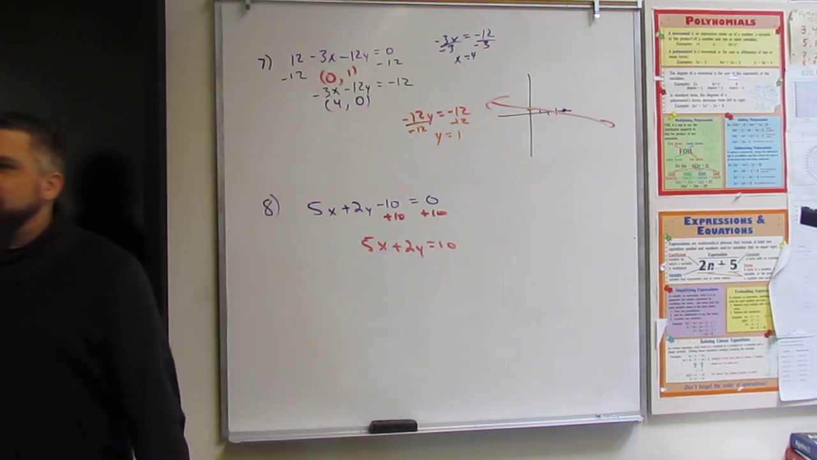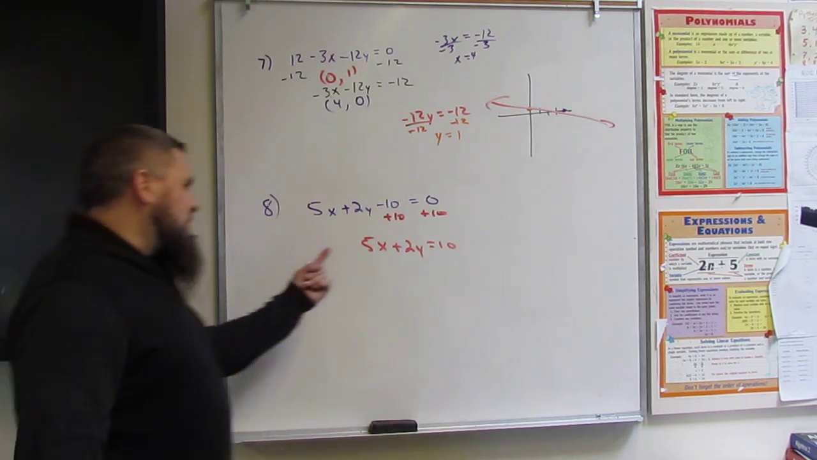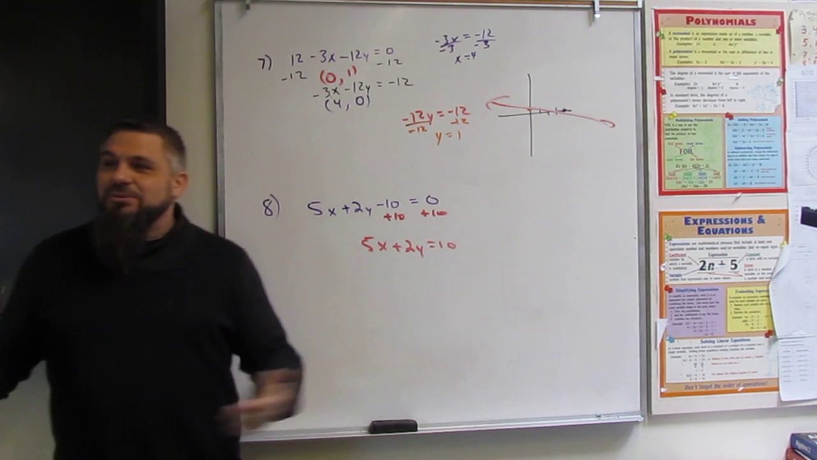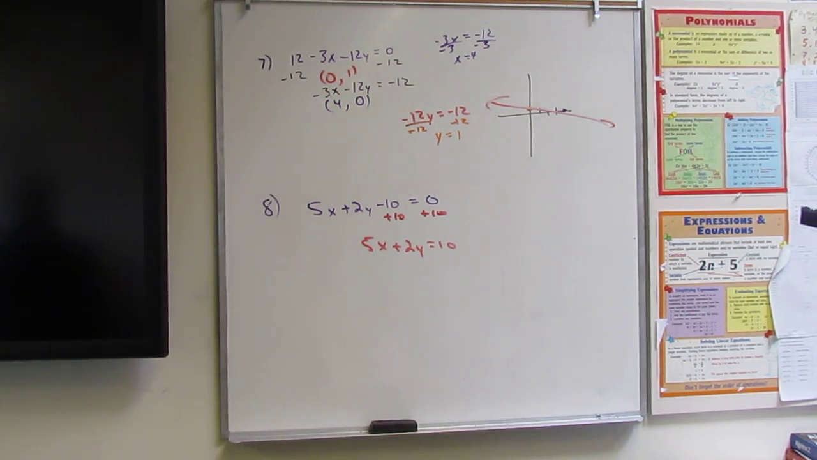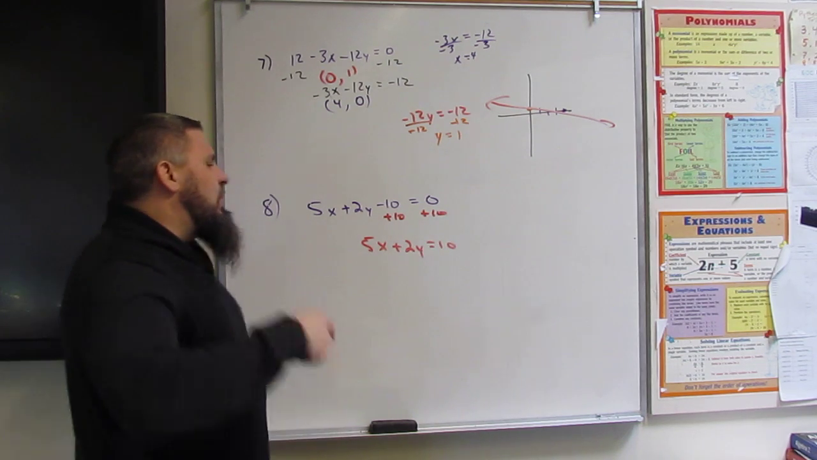Is this standard form? Yes. Why? Because this is positive, and these are all numbers, just regular numbers. No decimals, no fractions. So it is in standard form. Sometimes it'll just go in standard form for you. Okay, that's cool. All right, now what?